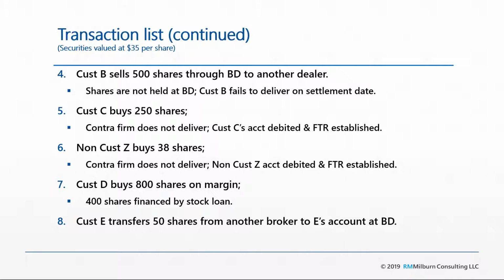Customer C is going to buy 250 shares. The contra firm doesn't deliver, and therefore we're going to debit customer C's account on settlement date, and a fail to receive is going to be established.